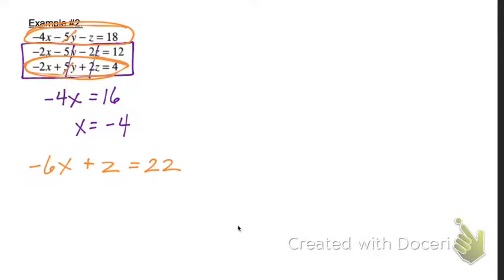Now, something beautiful that happened is I already got a number for x. So what can I do? Yes, this one was easy. So I can plug it in right here. So -6 times -4. -2.